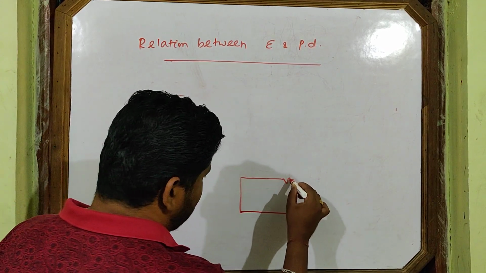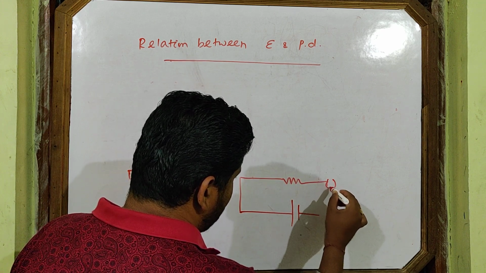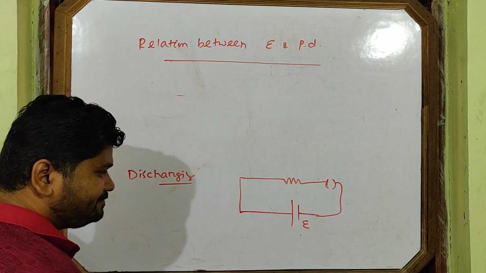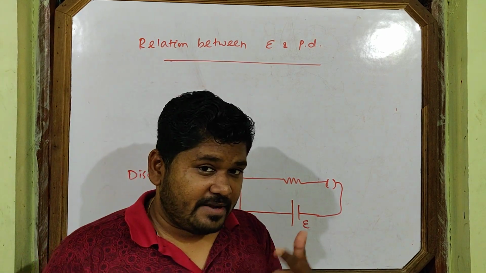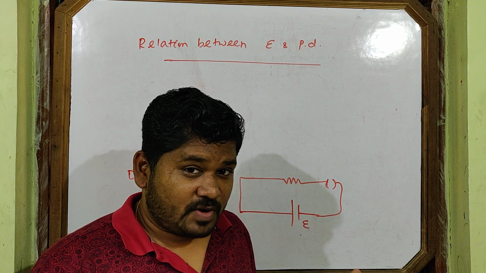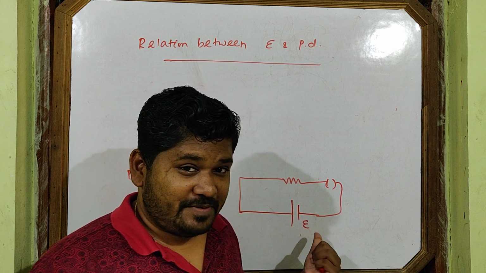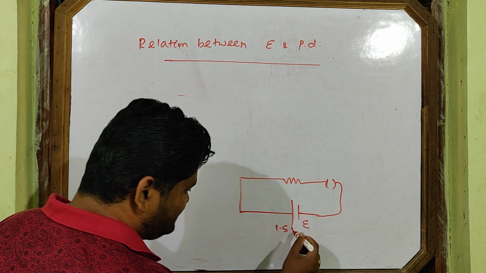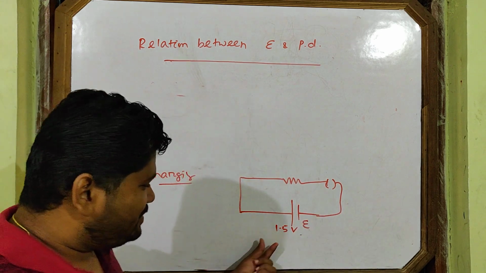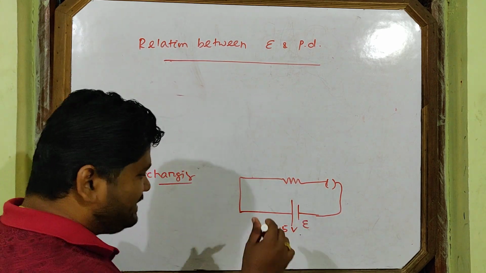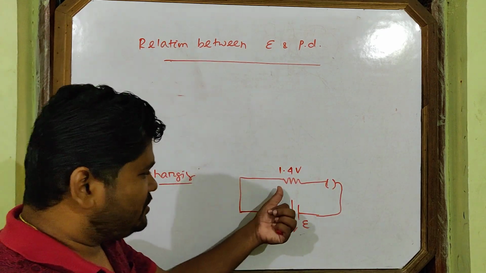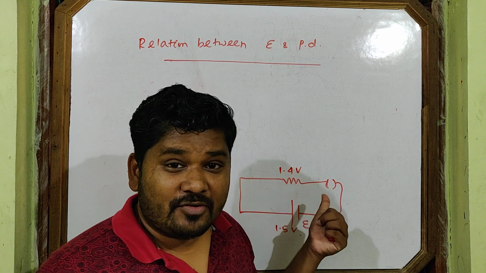then it is connected across a resistor with a switch. This is the circuit. The cell has the EMF E. The cell provides the EMF. I told you in the previous video about the problem my student Divyajyoti faced. The EMF is written how many volts? 1.5 volt. But how many volts is he getting here? 1.4 volt. The voltmeter reads 1.4 volt.